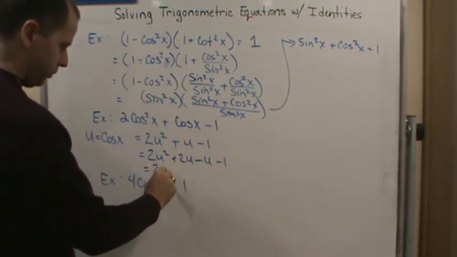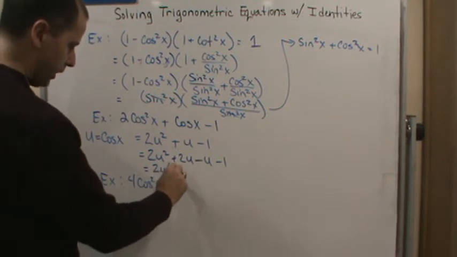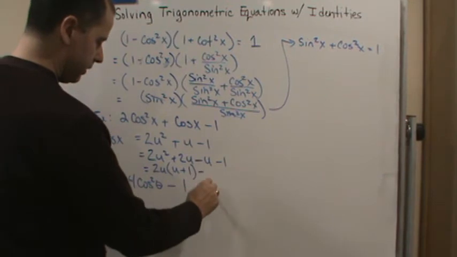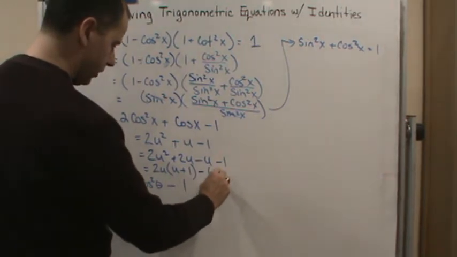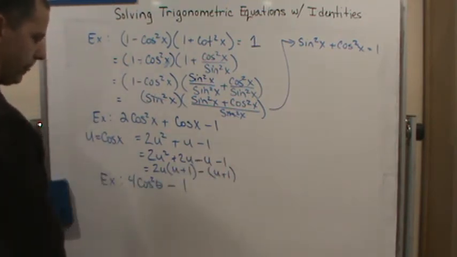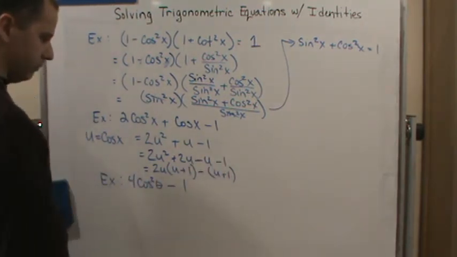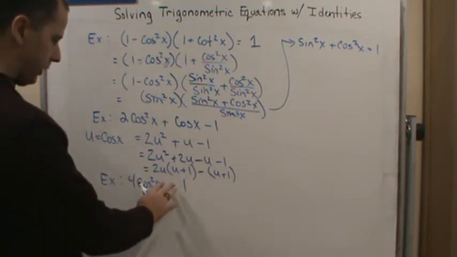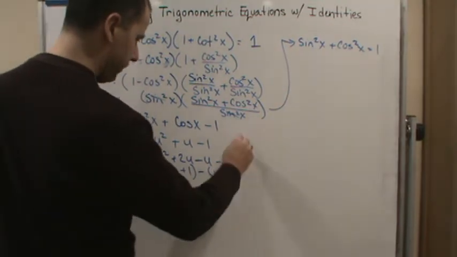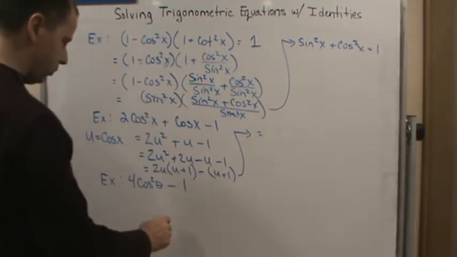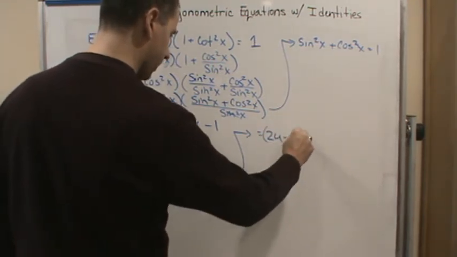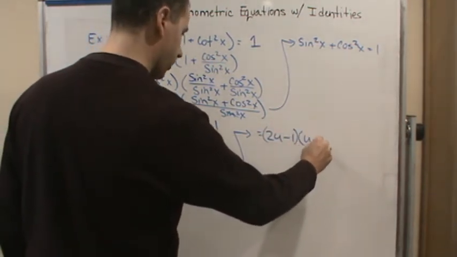So we get 2u times u plus 1 minus what? We get u plus 1. So I just factored out a negative 1, or just factored out the negative sign. And so now what do I get? Well, now I can factor out another common factor of u plus 1. And so this will equal 2u minus 1 times u plus 1.